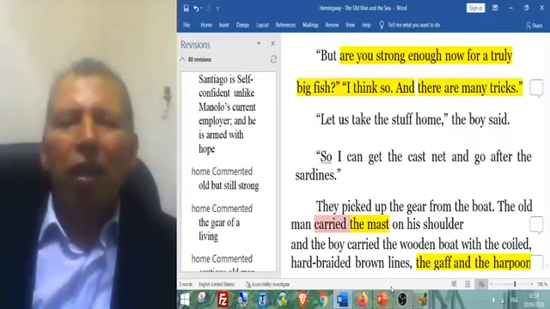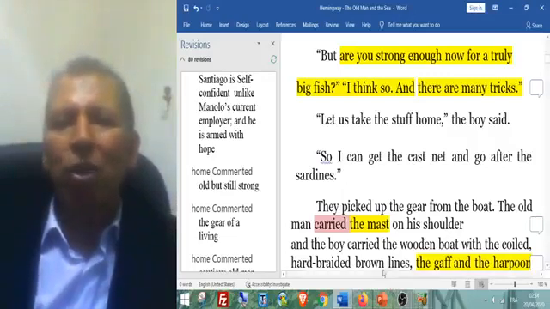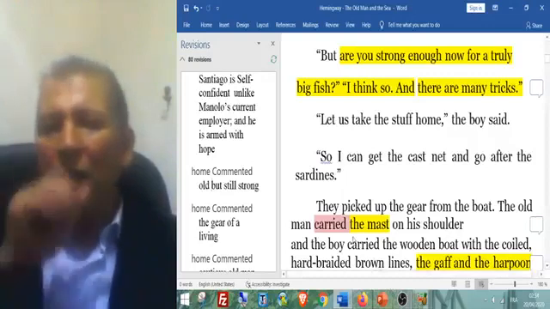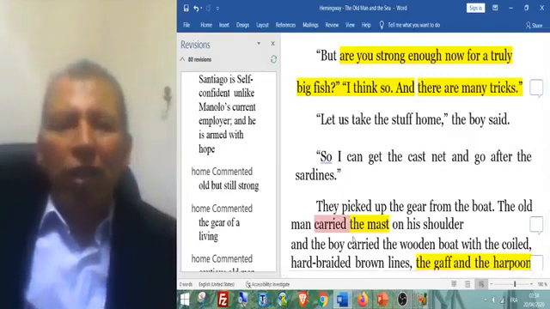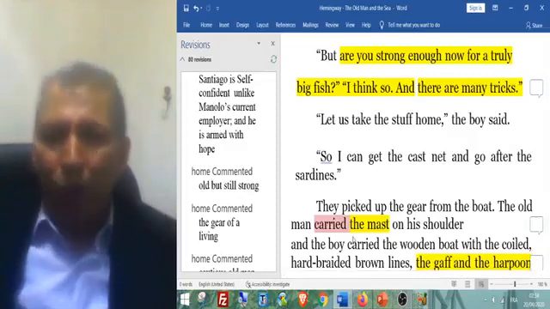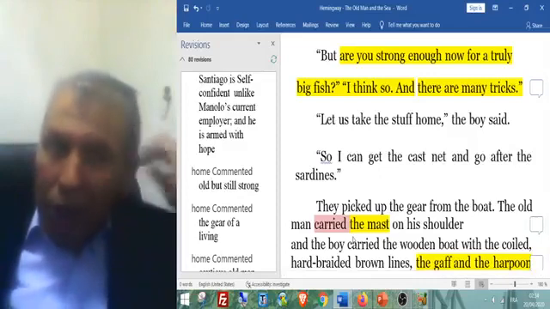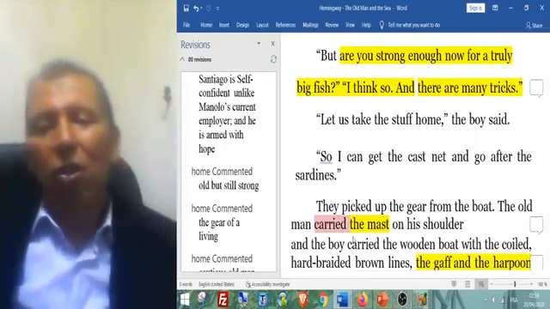They picked up the gear from the boat. The old man carried the mast on his shoulder. As you can see, to carry the mast is usually a very heavy thing. So he's still strong. Santiago is an old man, but still strong.